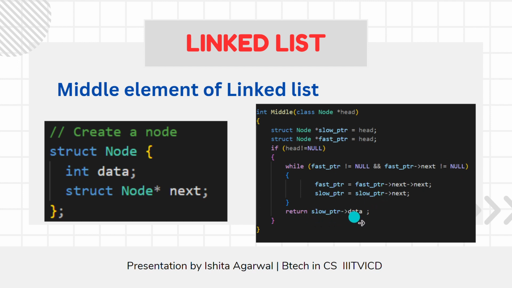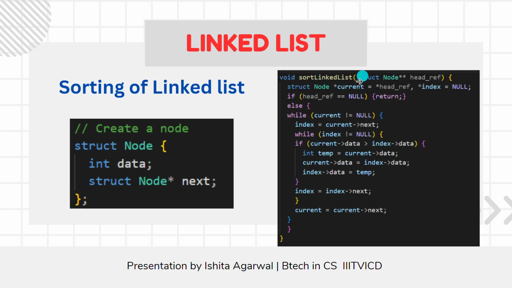So we will return the data of the slow pointer, that is, it will return the middle element of the linked list. So this was the basic function. You will get all of these by practicing.